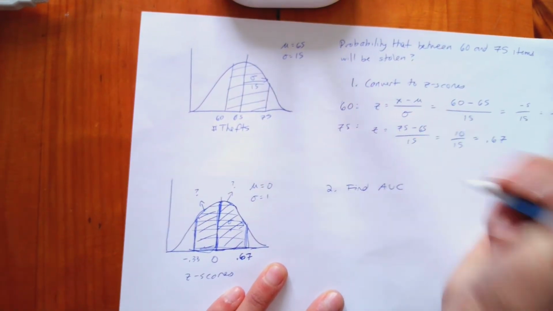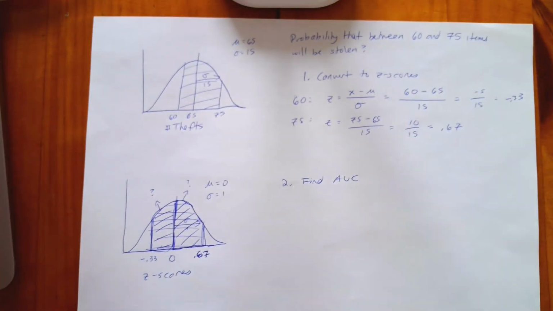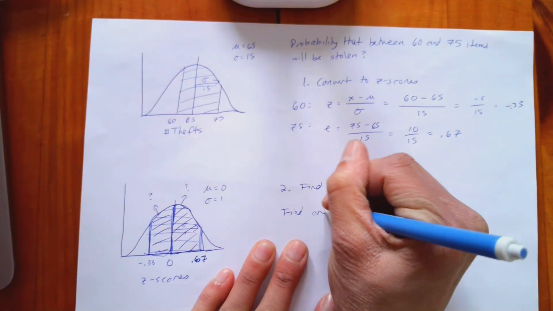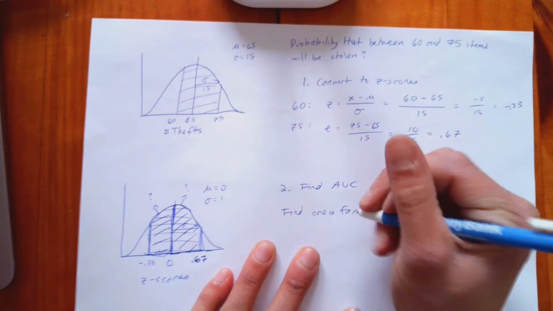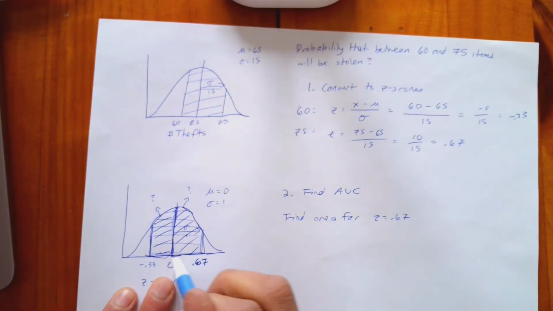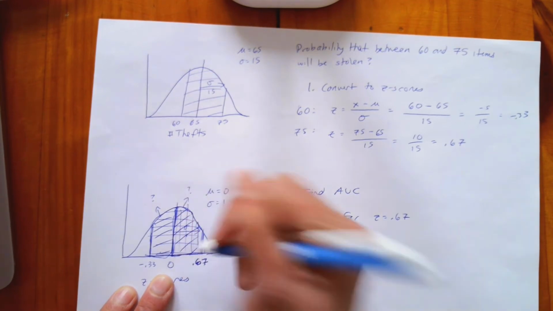So in our second step of finding the area under the curve in the standard normal distribution, we're going to find the area for z equals 0.67, because that's going to tell us what's in between 0 and 0.67, and the size of this area that's between those two values.